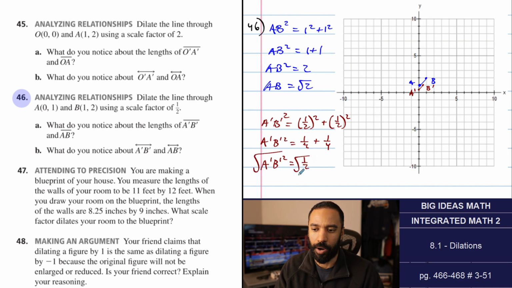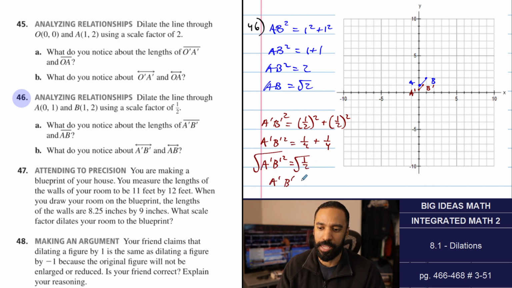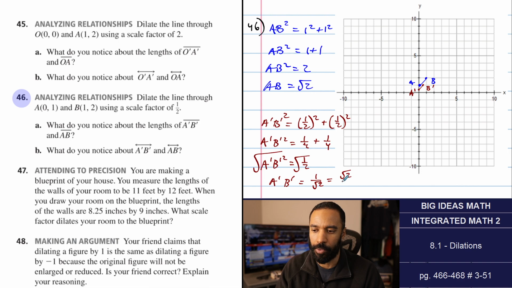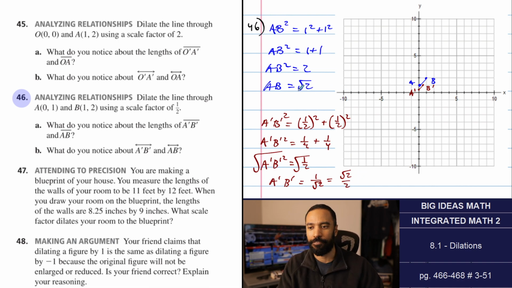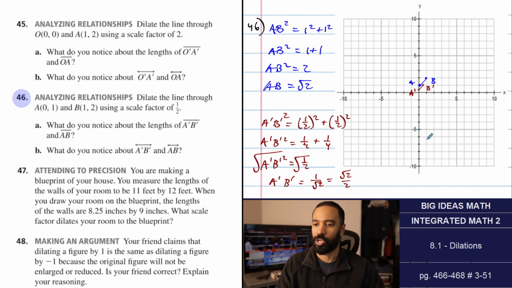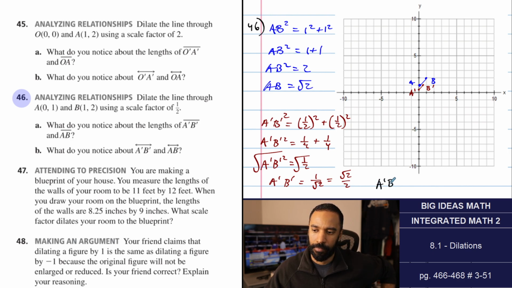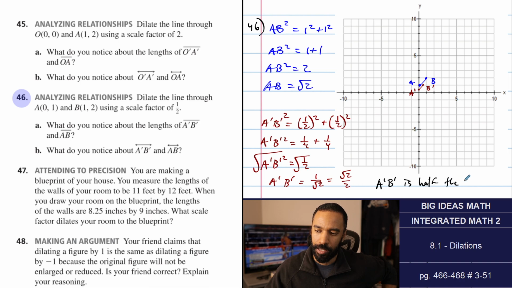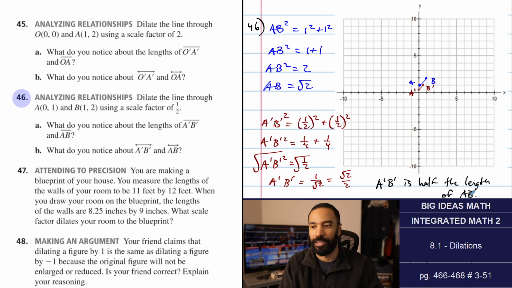Now, when I take the square root there, A prime B prime is 1 over the square root of 2, which is, when you rationalize the denominator, square root of 2 over 2, which is half of the square root of 2. So A prime B prime is half the length of AB instead of twice the length. Now, this totally makes sense because the scale factor was 1/2.